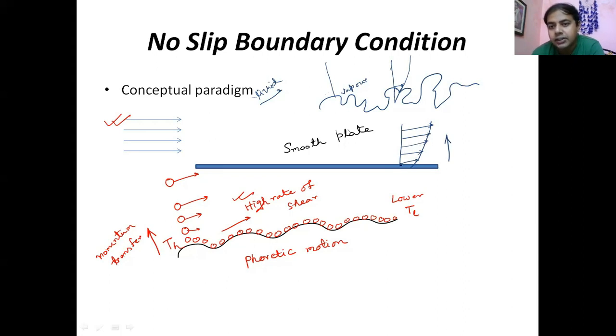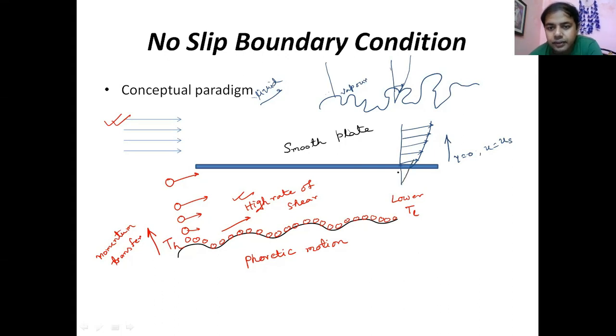But at y equal to 0, let's take the y direction here, there is also some amount of velocity. This velocity is called the slip velocity. You can find this velocity also. How will you find it? You have to extrapolate this in this direction.